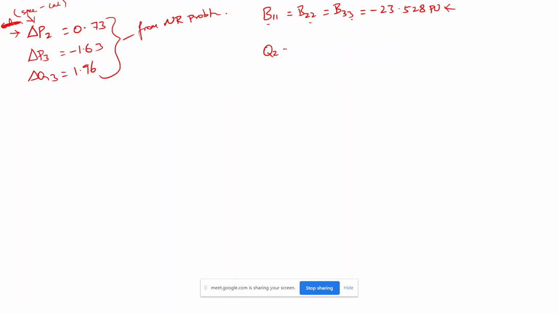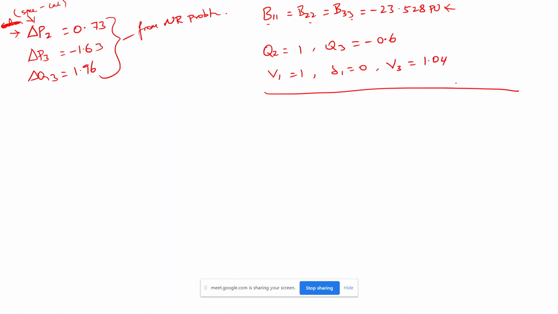Same like that, from there only I get this value. And here Q2 is given as 1 and then Q3 is given as minus 0.6, and we know what V1 is because it is specified and 1, and delta 1 is nothing but 0, and then V3 is also given, that is 1.04. These are all the given. What are all the assumptions we made?